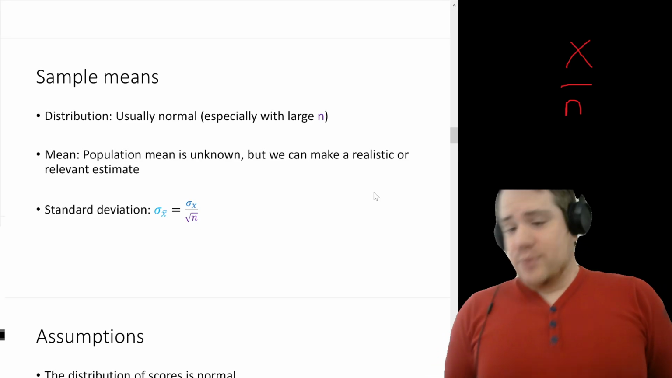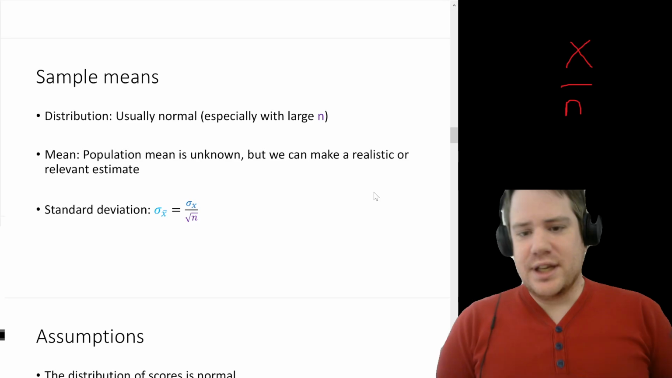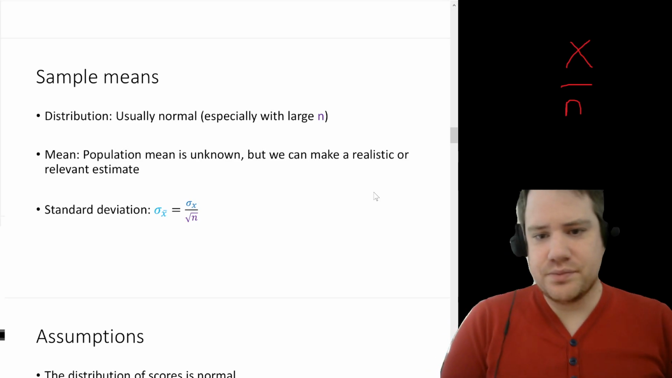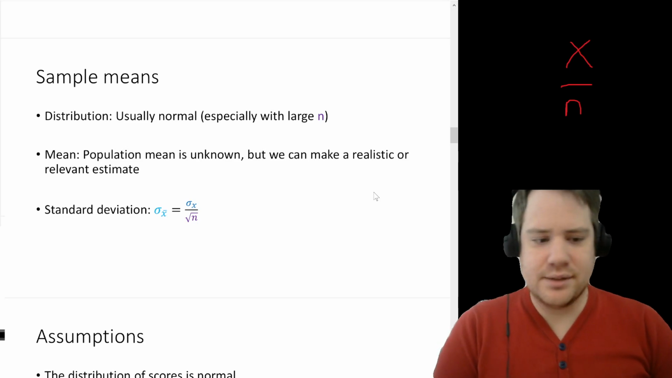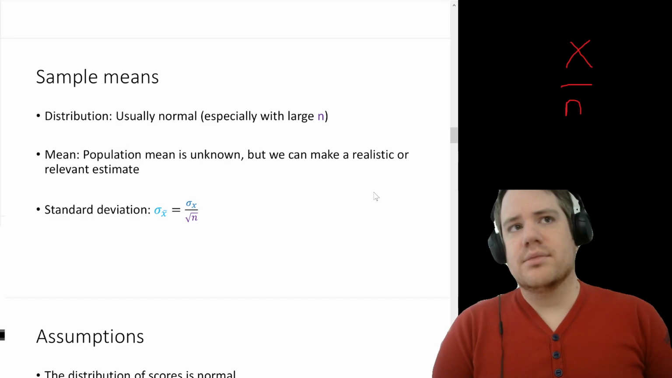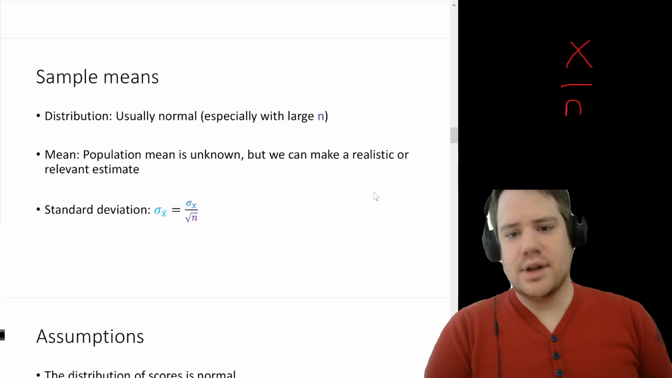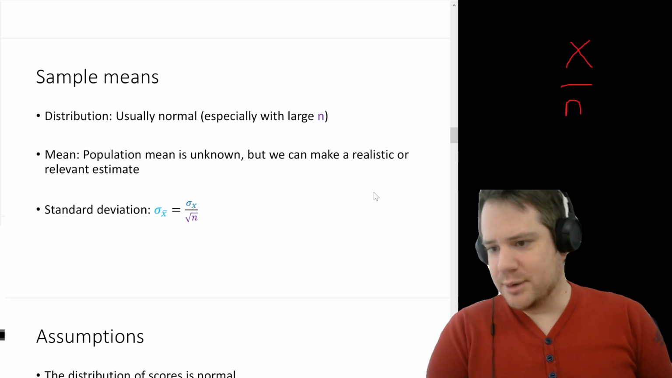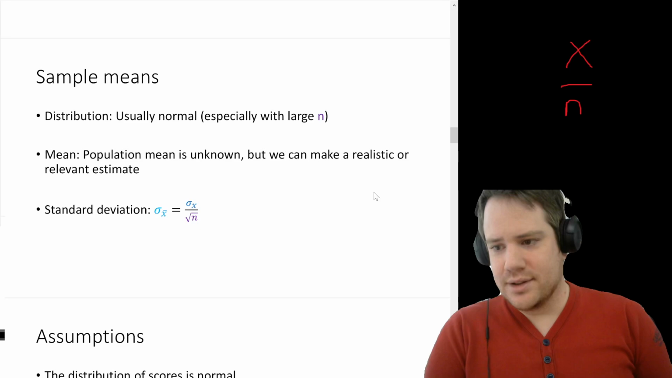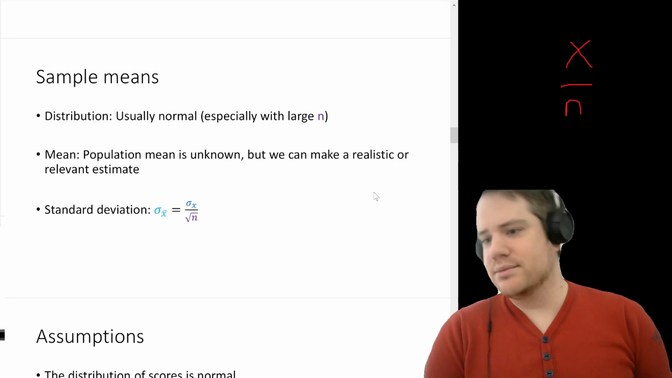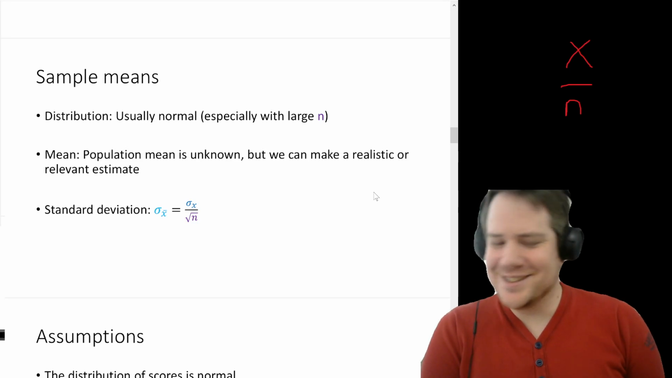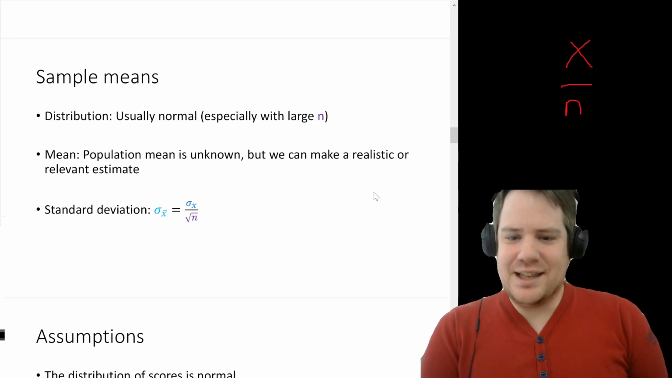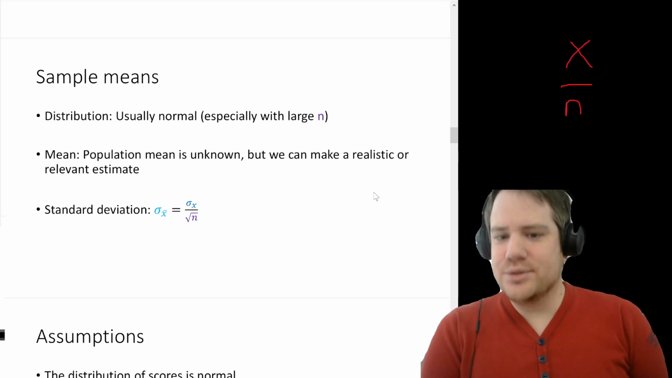Now, when we have a normal distribution, we also need the mean and the standard deviation, if we want to estimate that. For the population mean, we don't know what the actual population mean is, but we can make a realistic or a relevant estimate. How that works, we'll see later when it's relevant. And with the standard deviation, at least in the beginning, we do assume that we know that.